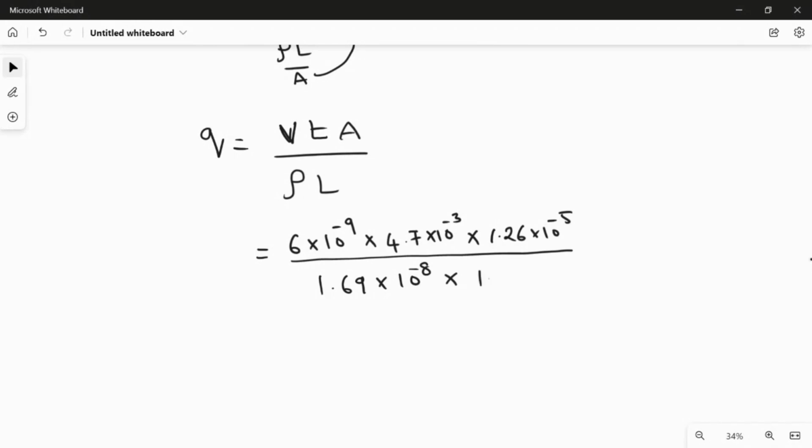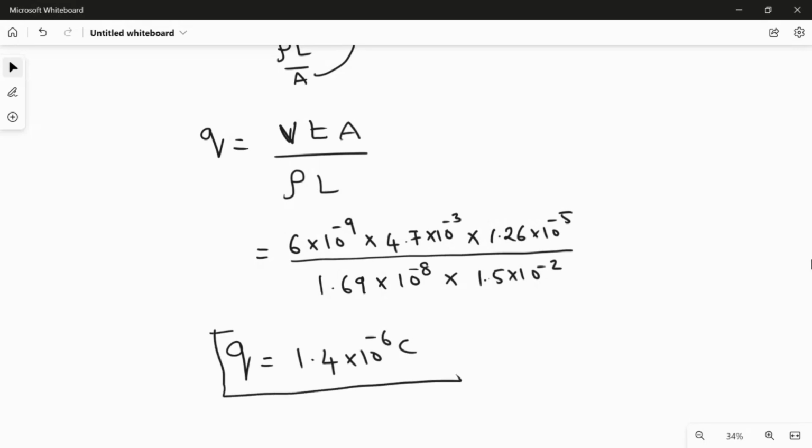After you convert the centimeter to meter, which is 1.5 multiply 10 power minus 2, if you calculate this, we get the charge as 1.4 multiply 10 power minus 6 coulomb. So this much charge drifts through that cross section in 4.7 milliseconds. This is the answer for this question. That's it. Thank you.